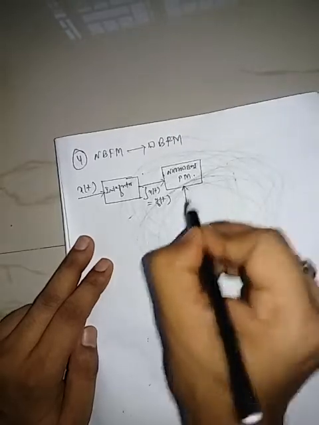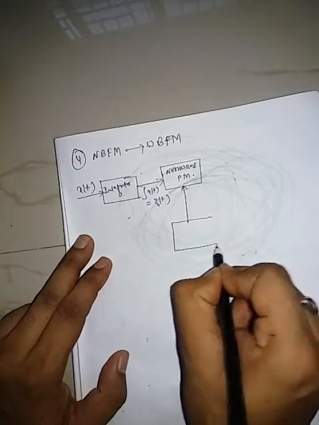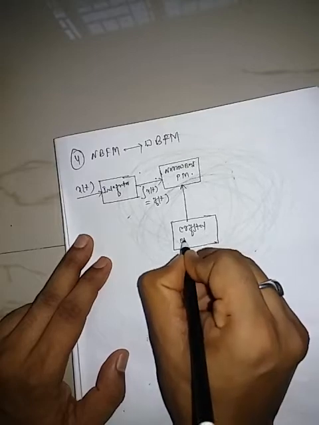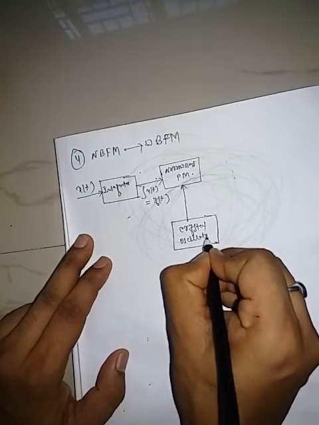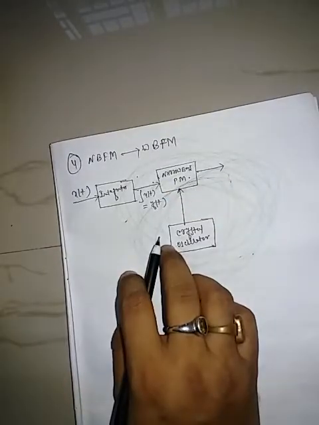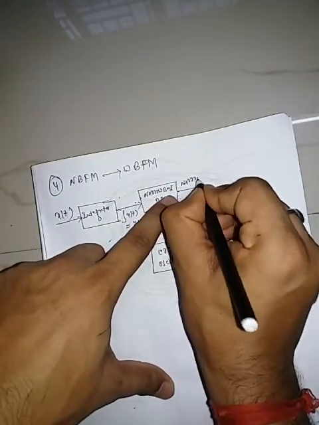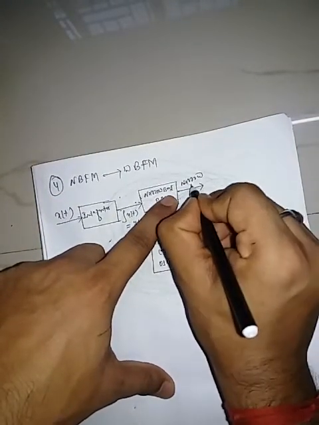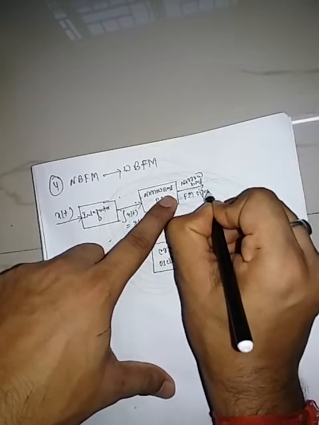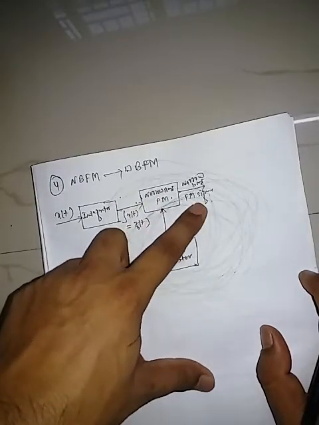We consider that in PM there are two types of signal. This is the modulating signal, which is integrated, and this is the carrier signal. Here the crystal oscillator is used because of high frequency generation. So this is the generation of the narrow band FM signal: the output of the narrow band PM is narrow band FM.